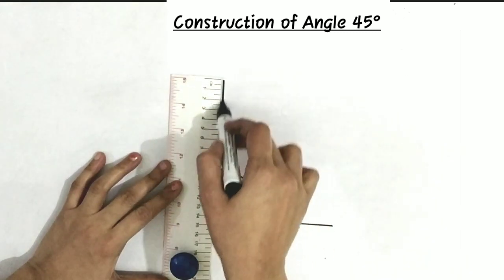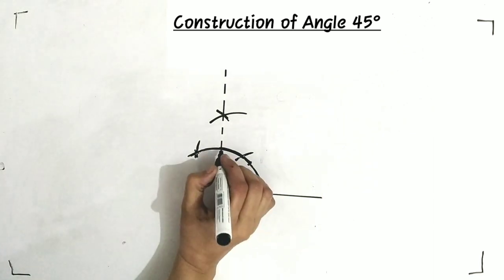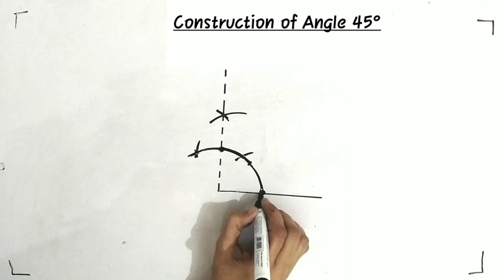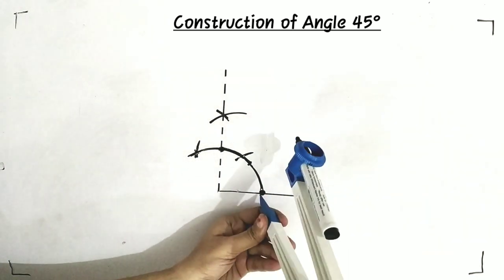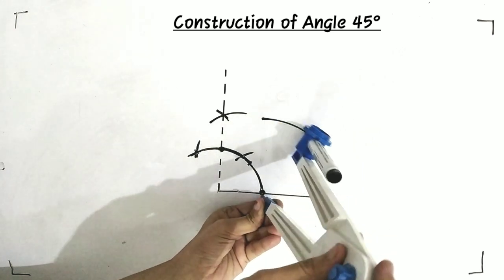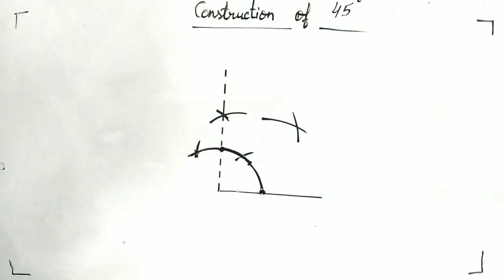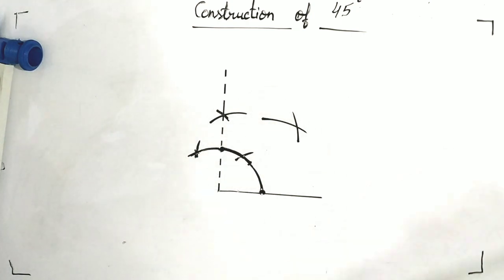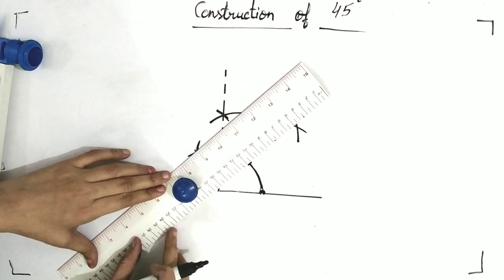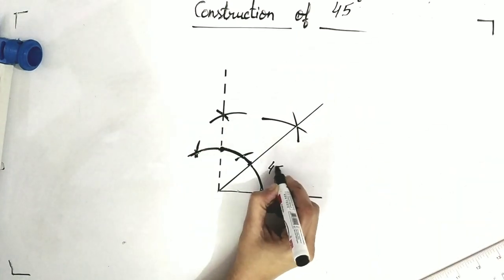Now we are getting an intersection point. We will join the initial point and the intersection point with the help of a ruler, but this time we will draw a dotted line for the 90-degree angle because we mainly want a 45-degree angle. Now with these points as centers we will make 2 arcs and we will get one intersection point here. So the intersection point and the initial point we will join with the help of a ruler, and this is the required 45-degree angle.